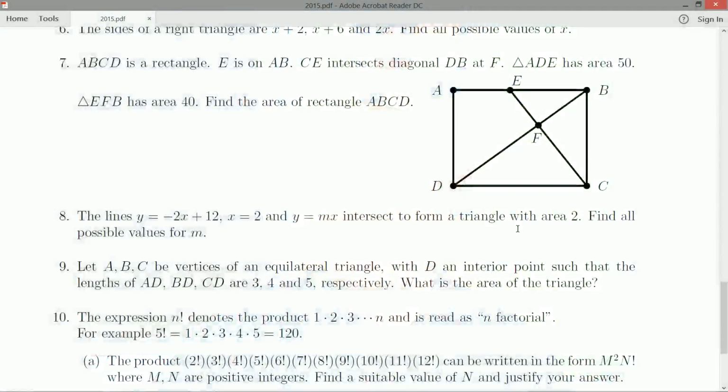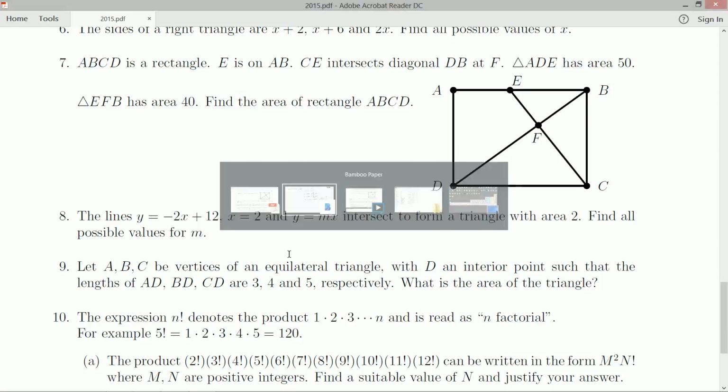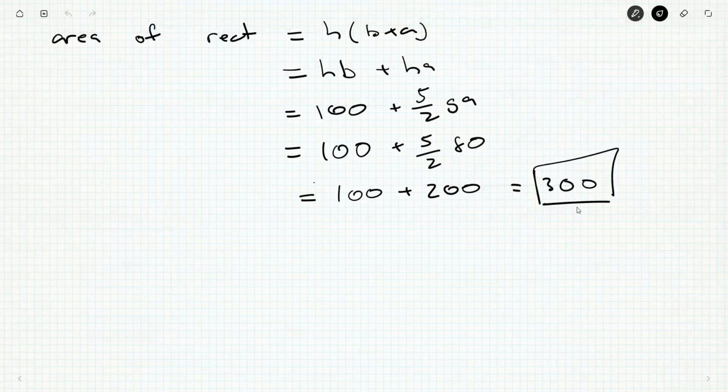Welcome back. We're looking at the 2015 Manitoba Math Contest. This is a written contest aimed at the grade 12 level, and we are on question 8. The lines y equals negative 2x plus 12, x equals 2, and y equals mx, so right away I can tell this is going to go through the origin, intersect to form a triangle with area 2. Find all possible values for m. Okay, so we're going to get out our axes, and we can draw at least 2 of these.